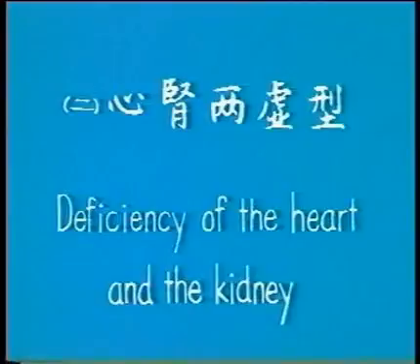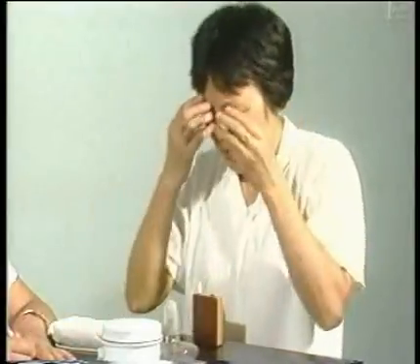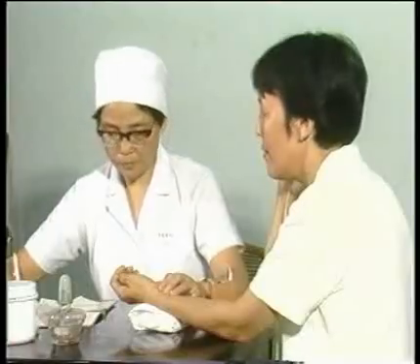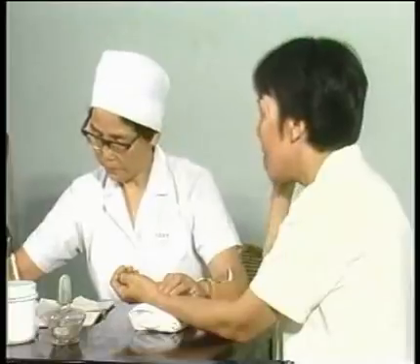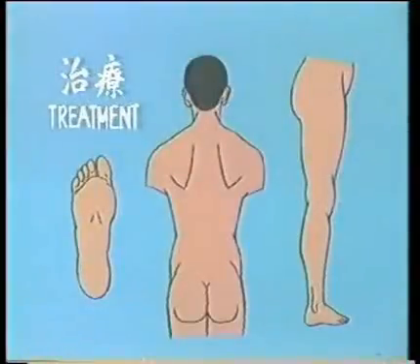2. Deficiency of the heart and the kidney. The patient feels mental confusion accompanied with reticence, less frequent speaking, dizziness, tinnitus, palpitations, insomnia, and soreness of the lower back. Sometimes the patient may have tremors of the 4 extremities. The pulse is thready and rapid, and the tongue is red with a thin coating. Treatment.